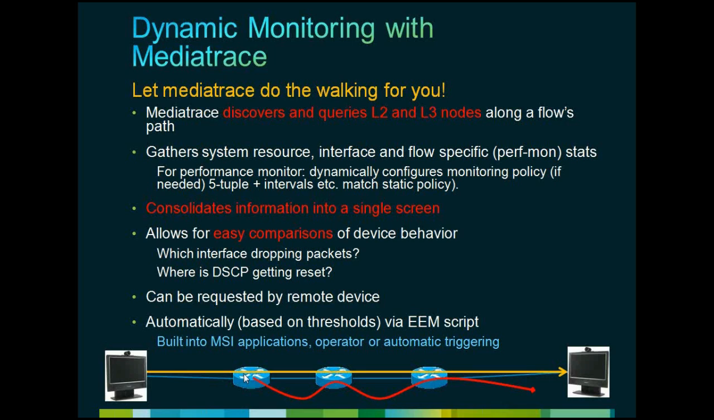So basically you would get one report, like a trace route, where you have all the hops, and you would say, yes, these are the hops, and these are the metrics that I collected here for you. It allows you to more easily understand what interface is dropping packets. If you have a problem with the SP, where's the SP being changed? It can be requested by a remote device, right?